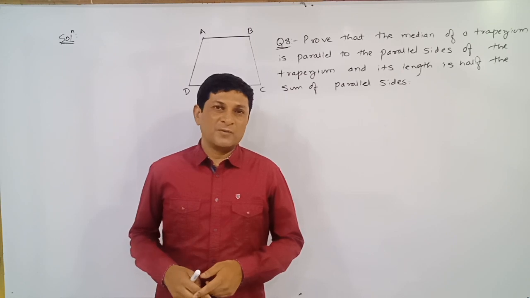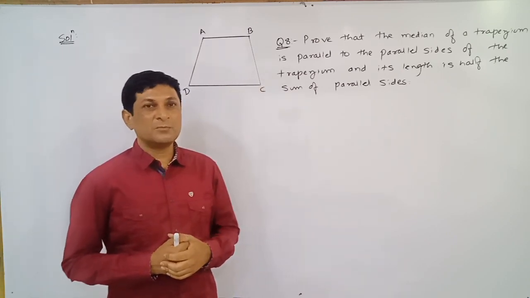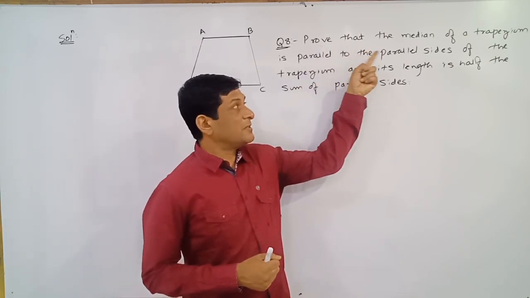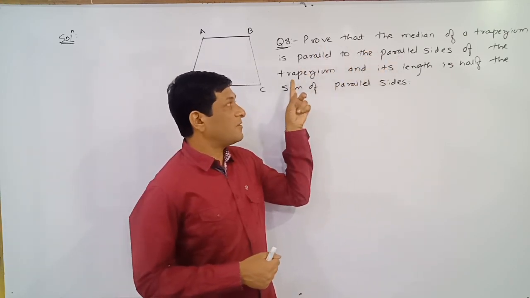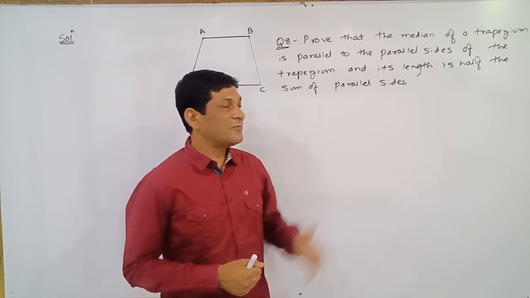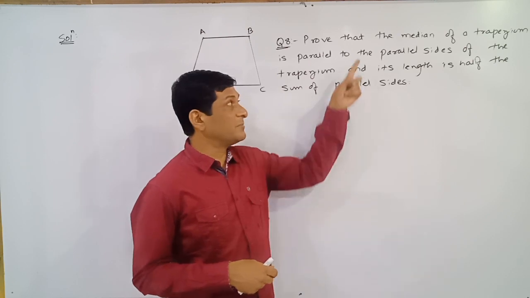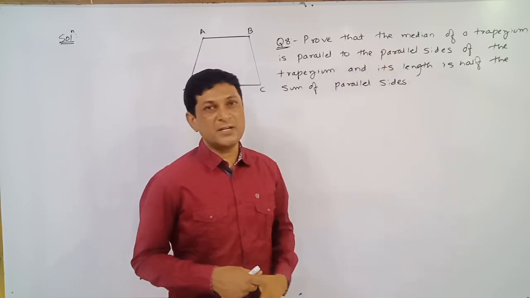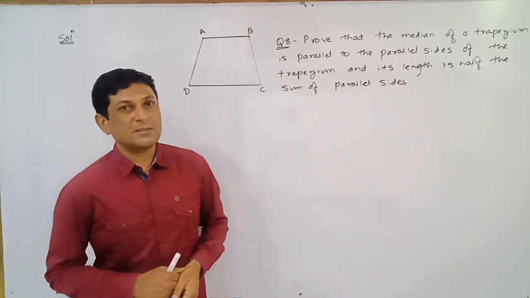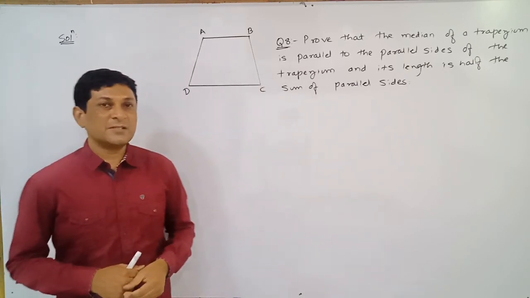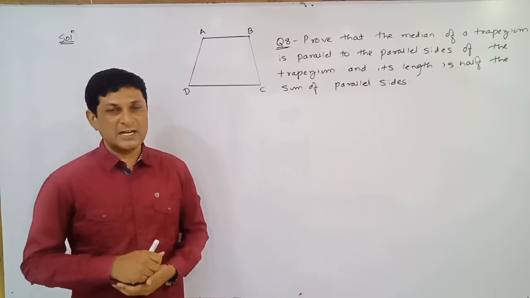Now we are solving the next example, question number 8. In this question, we have to prove that the median of a trapezium is parallel to the parallel sides of the trapezium and its length is half of the sum of the parallel sides. First we will try to understand the meaning of the median of a trapezium. You have already studied trapezium. A quadrilateral is called a trapezium if one pair of opposite sides is parallel.